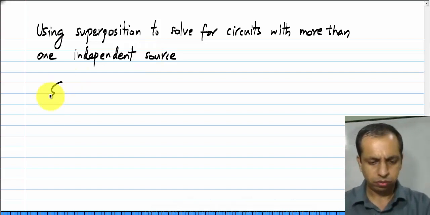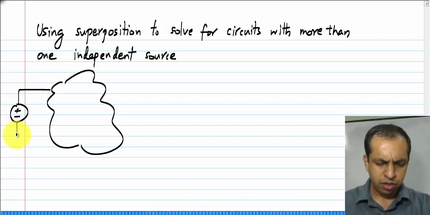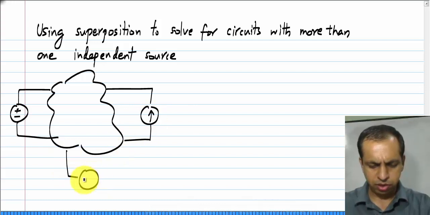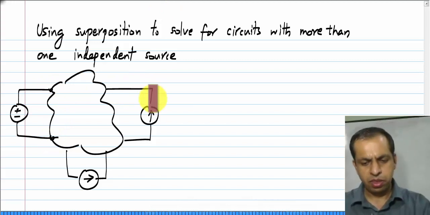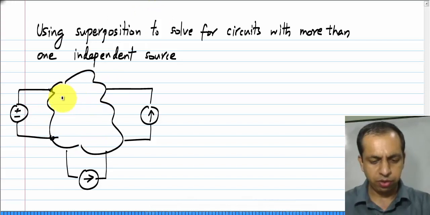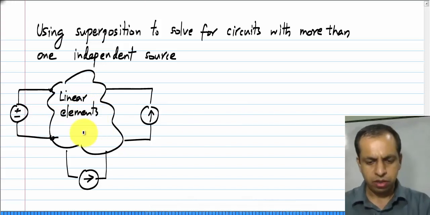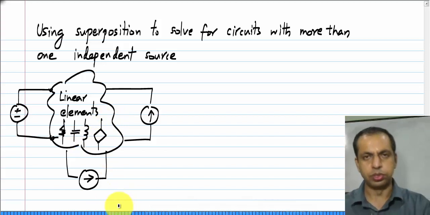Now, it turns out that when you have a circuit with multiple independent sources, let me show the circuit like this. I will show all the independent sources outside, and within the body of the circuit we will assume we have only linear elements. Okay. Now, the linear elements are resistor, capacitor, inductor and also controlled sources.